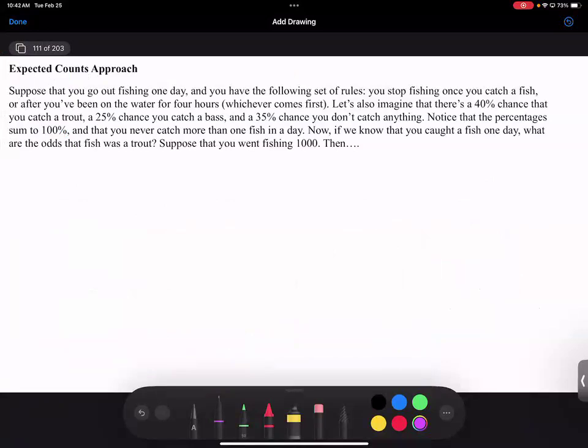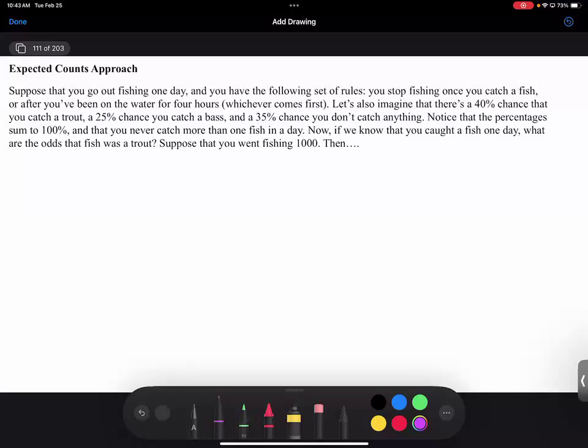So it's possible that you catch nothing. You could catch one fish, but you're never going to catch more than one fish. Let's also imagine that there's a 40% chance you catch a trout, a 25% chance you catch a bass, and a 35% chance that you don't catch anything. Are those numbers reasonable? And if so, why? They sum to 100. Something happens. You either catch a fish or you don't. So the only thing that I can check here is that it sums to 100. I have no idea if it should be as high as 40%, 25%, 35%, but they at least sum to 100, so it's reasonable.